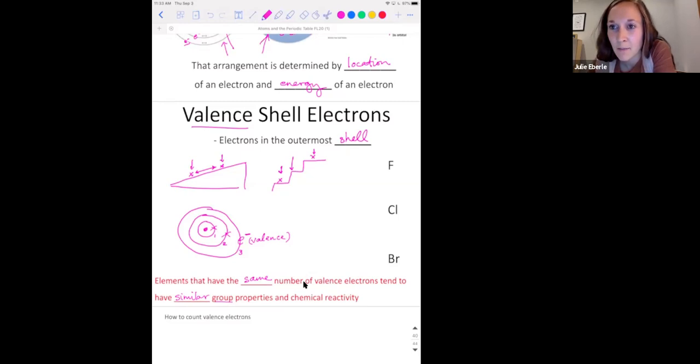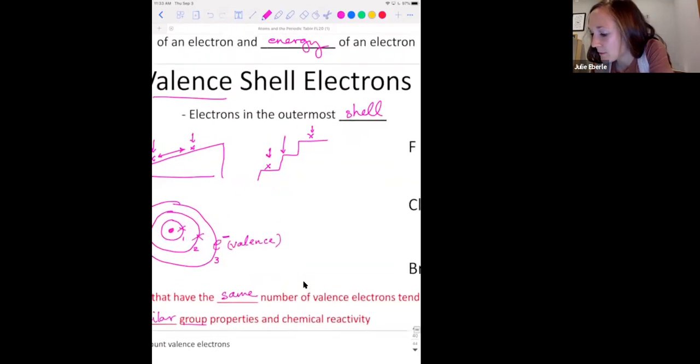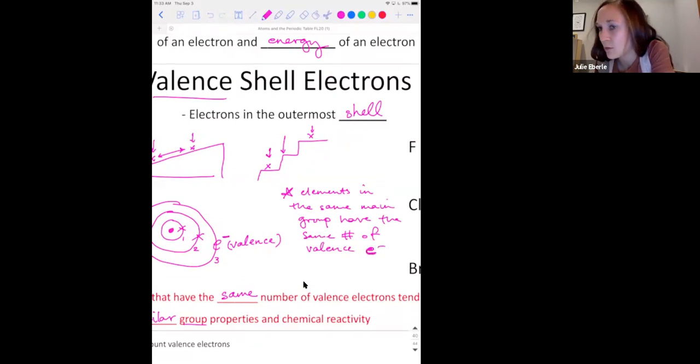Elements that are in the same main group have the same number of valence electrons. I'm gonna write that statement right here. Elements in the same main group have the same number of valence electrons. And I'm just abbreviating with our symbol for electrons here. This is maybe the most important thing I say today. Elements in the same main group have the same number of valence electrons.